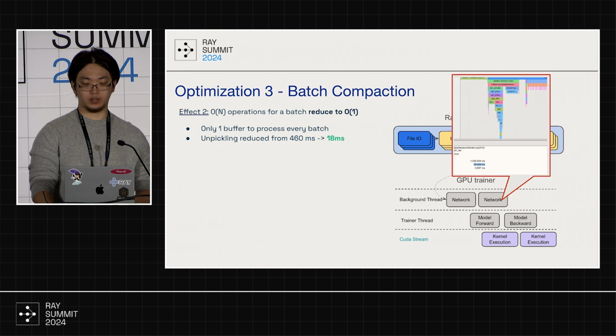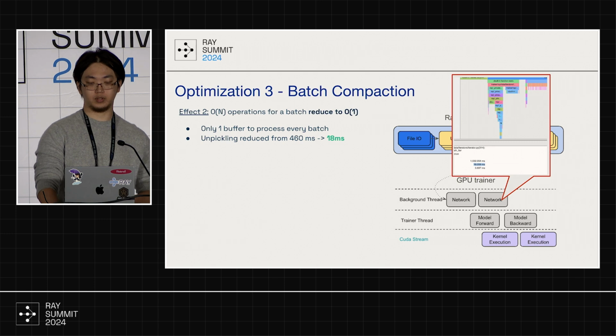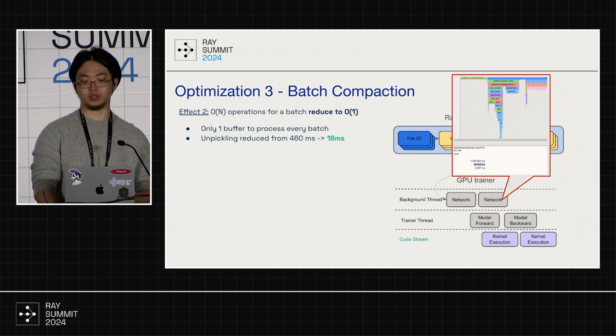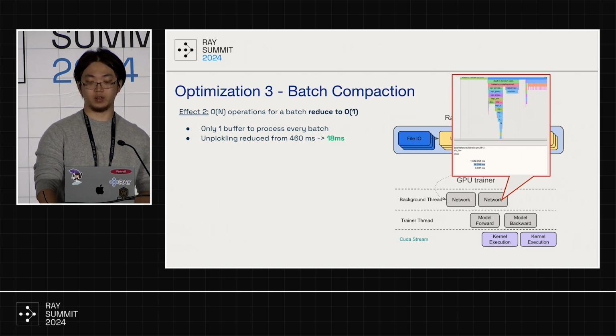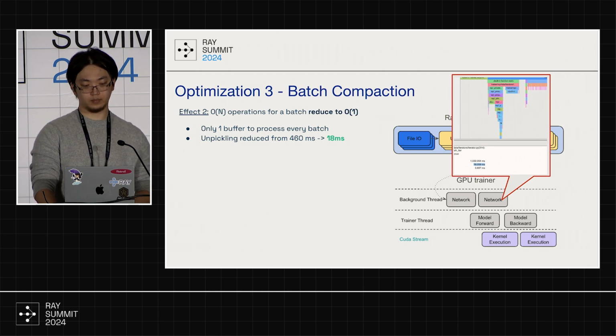The second effect is around the fix of this data movement funnel overhead. Now we can reduce this O(N) overhead to actually just O(1), because we now effectively only transfer one column. So for example, the pickling overhead has drastically dropped from more than 400 milliseconds to just sub 20 milliseconds.